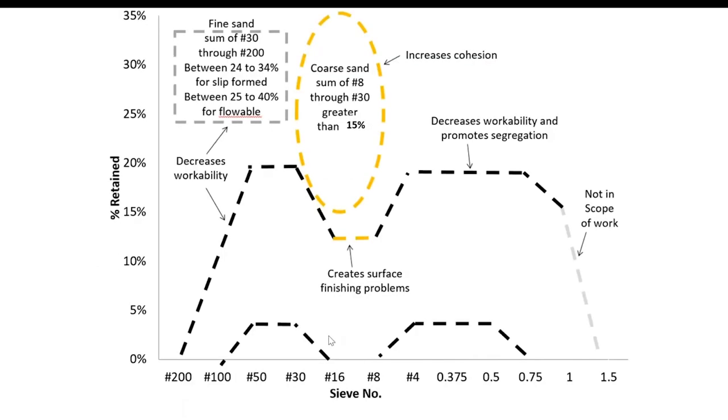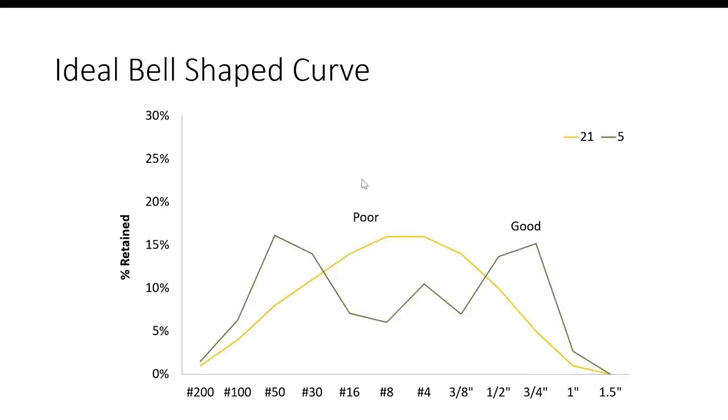So let's talk about the coarse sand first. That's the number 8 through the number 30. And it's gonna be important for finishability and also something called cohesion, holding the mix together, which is also important for pumping. So this is one of my favorite slides, okay?